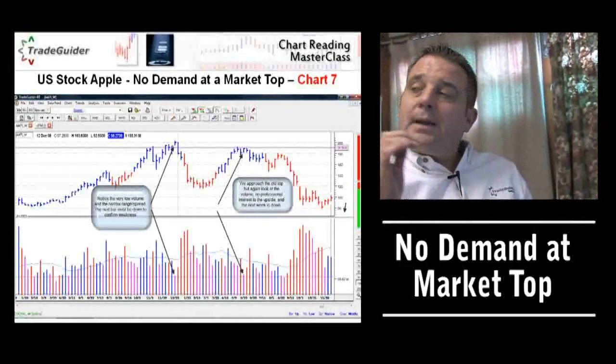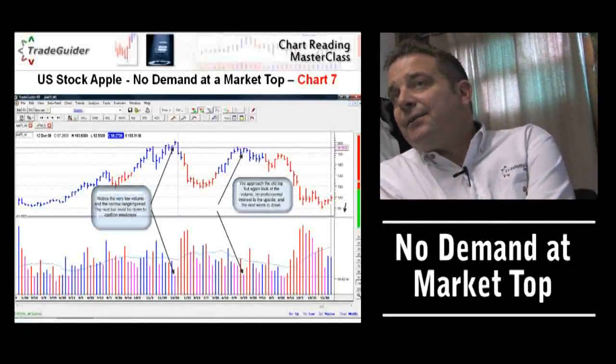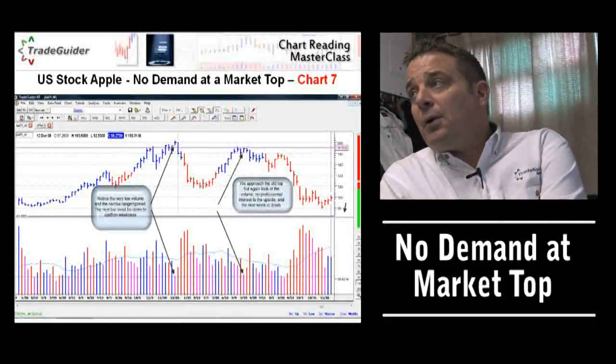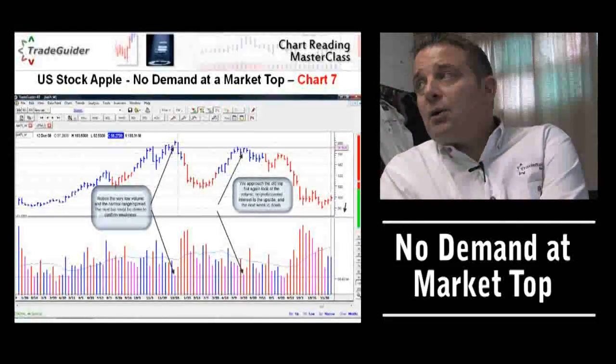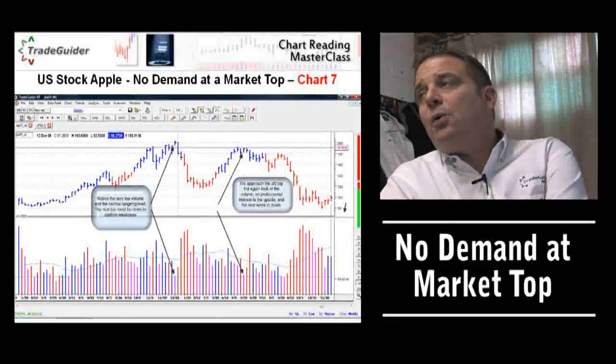So Philip, no demand at the old tops here. We talked about the end of a rising market. It was very high volume, narrow spread. We've now got very low volume, narrow spread at this old area to the top. Do you short those, or what are you looking for when you see no demand at a market top?